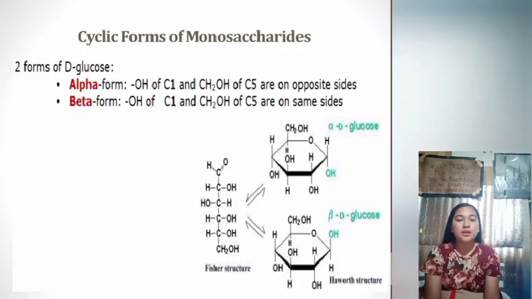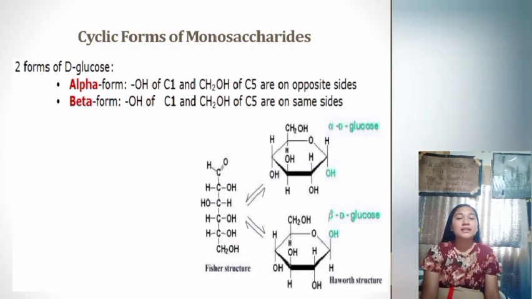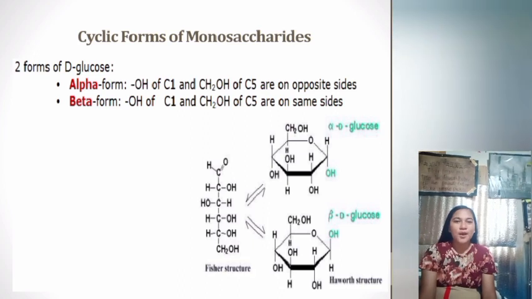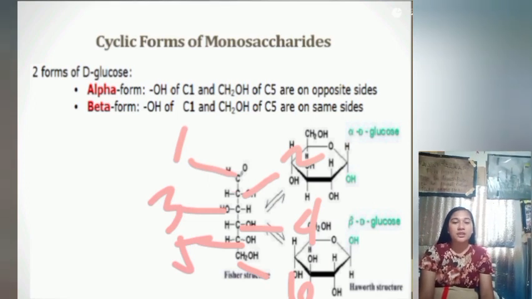There are two forms of D-glucose, the alpha form and the beta form. Before we discuss the Haworth structure, let's first discuss the Fisher projection, or the rules in converting Fisher structure into Haworth projection. We have 6 carbons in the Fisher projection: carbon 1, carbon 2, carbon 3, carbon 4, carbon 5, carbon 6.